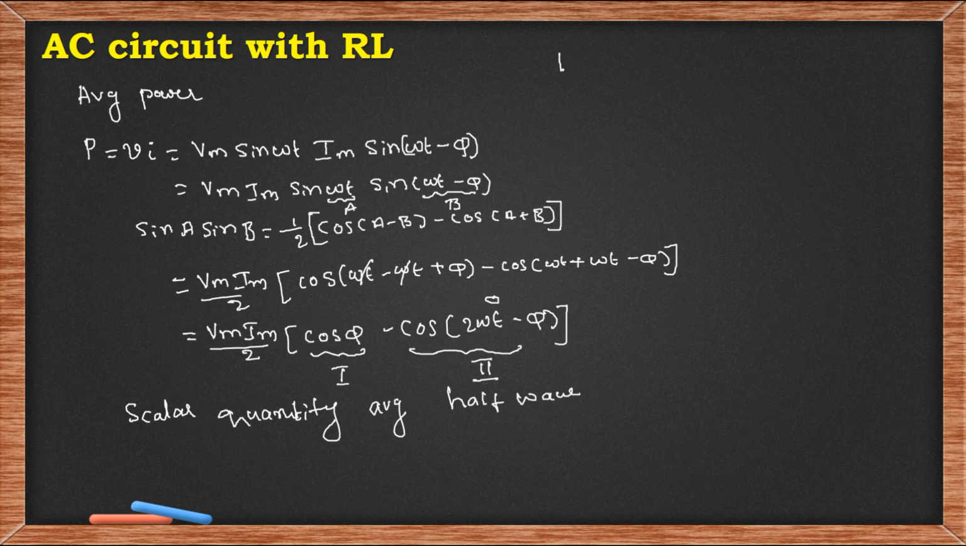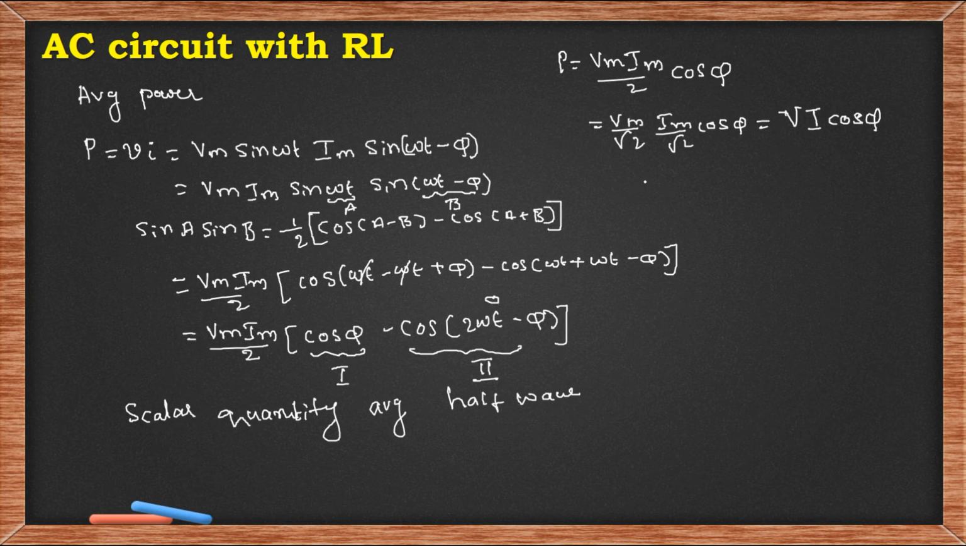So P is equal to Vm Im divided by 2 into cos pi. Let me write this as Vm by root 2 and Im by root 2 into cos pi, where Vm by root 2 and Im by root 2 are RMS values. So capital V and capital I both represent RMS values, into cos pi. So the power consumed by a pure resistor and inductor is VI cos pi.